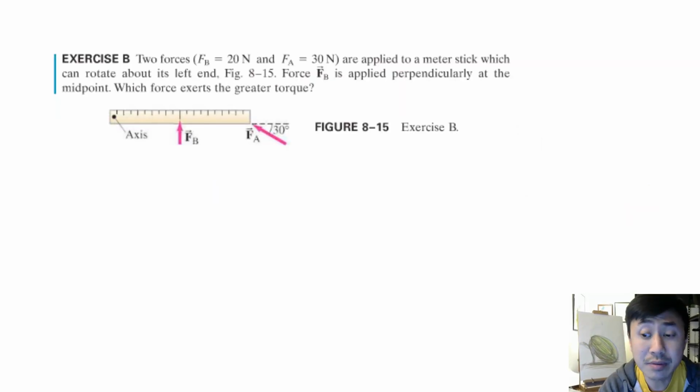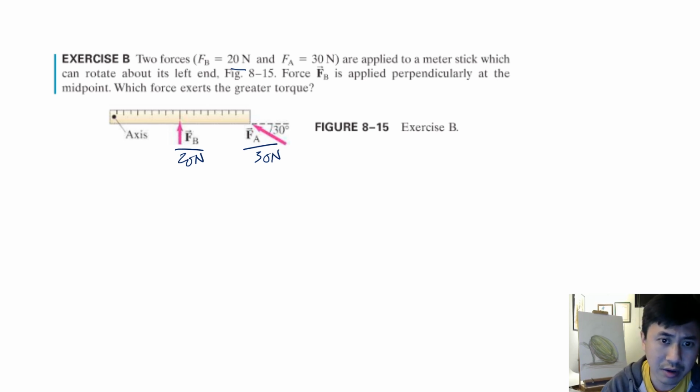Let's do part B of that exercise, where it wants you to compare these two forces. It wants you to compare FB versus FA. This is at 20 newtons, and this is at 30 newtons. And if you notice, the tricky part about this problem is that we don't have a perpendicular force on FA. FA is at 30. So let's do that tricky one first. The torque is supposed to be r times the force that's perpendicular. So we got to figure out what that perpendicular force is.